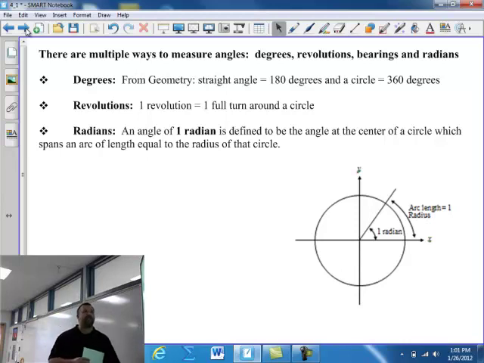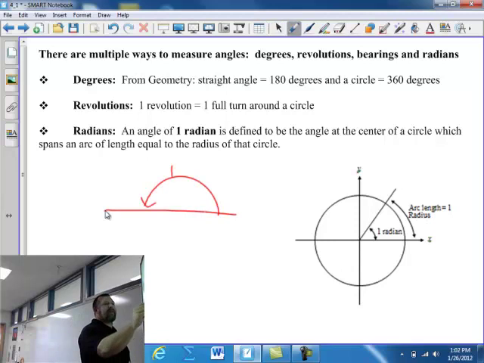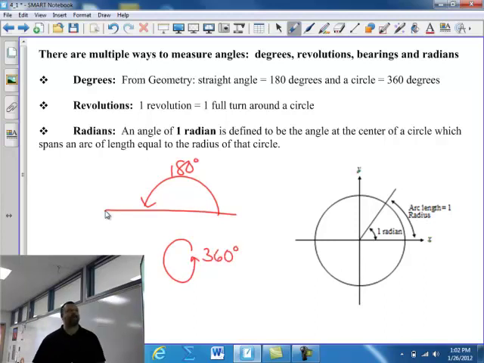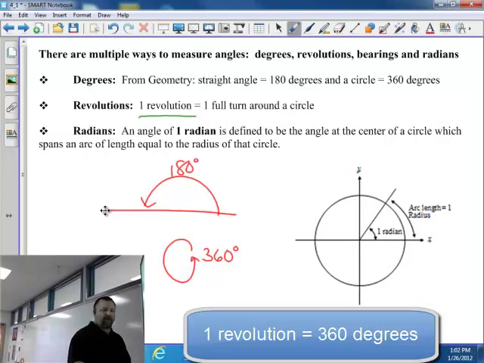Okay? Degrees from geometry. An angle straight across here to here measures 180 degrees. All right? A circle all the way around measures 360 degrees. One full turn around the circle is 360 degrees. We also call that a revolution, okay? One trip around.